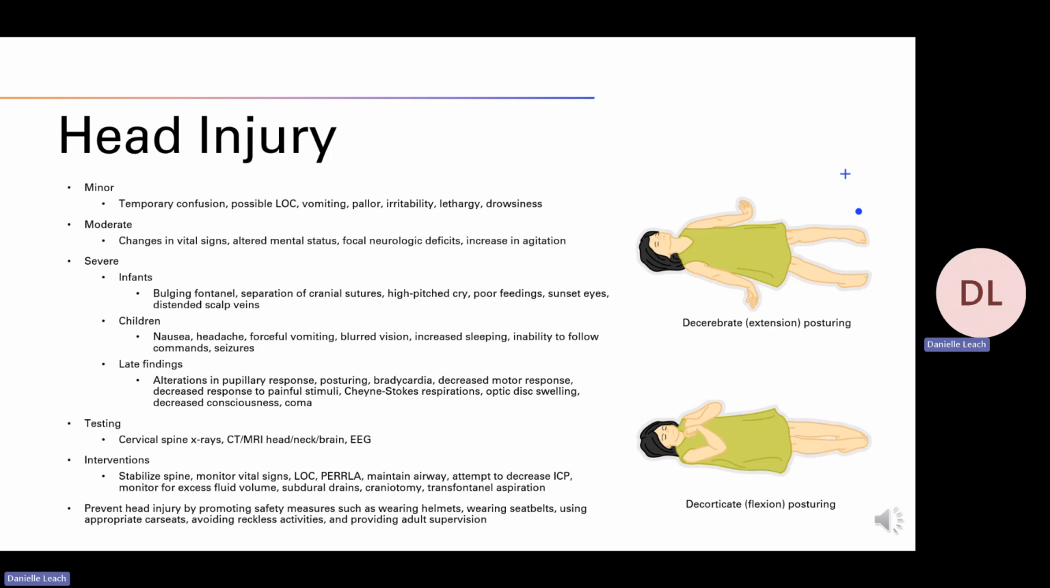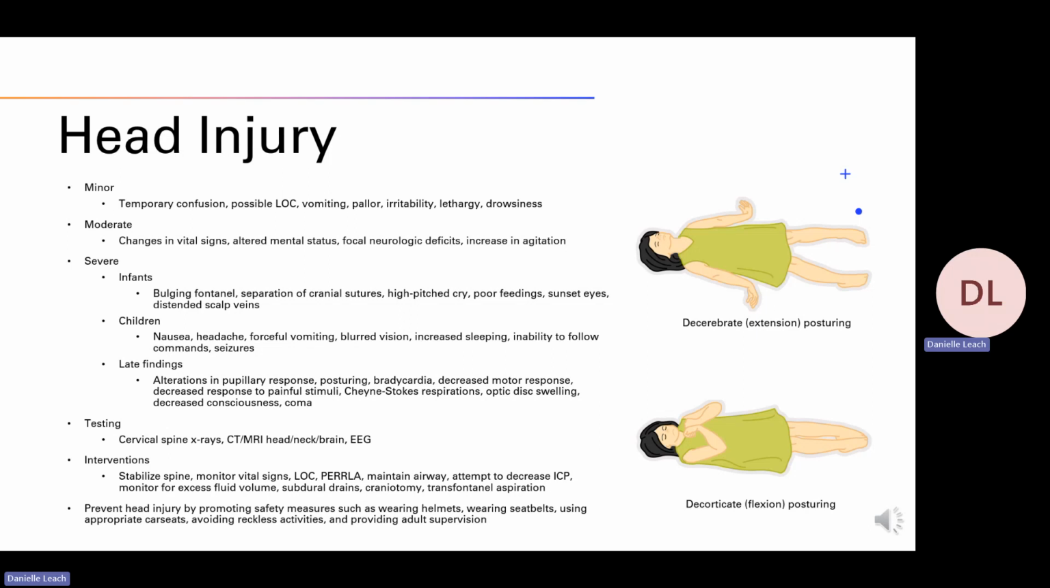We want to monitor their vital signs and ask them questions about their level of consciousness. We can do PERLA. We want to maintain their airway and do whatever we can to decrease their ICP or at least prevent it from increasing anymore. So we treat things like vomiting, pain, crying if possible, and coughing. Monitor for any excess fluid volume.